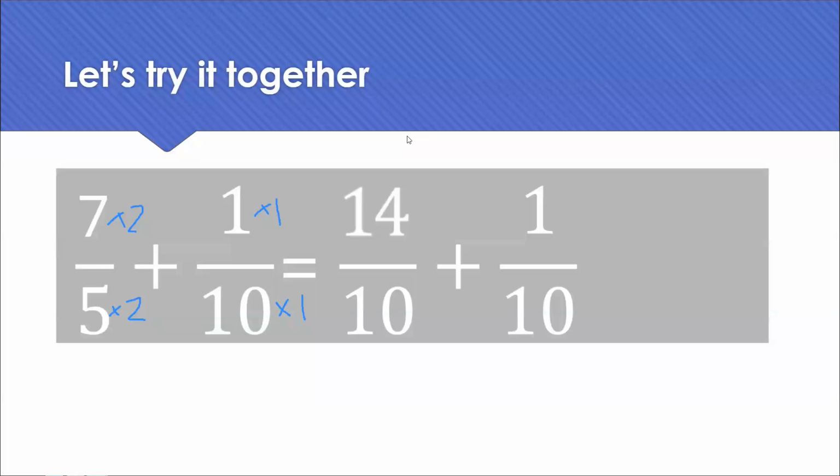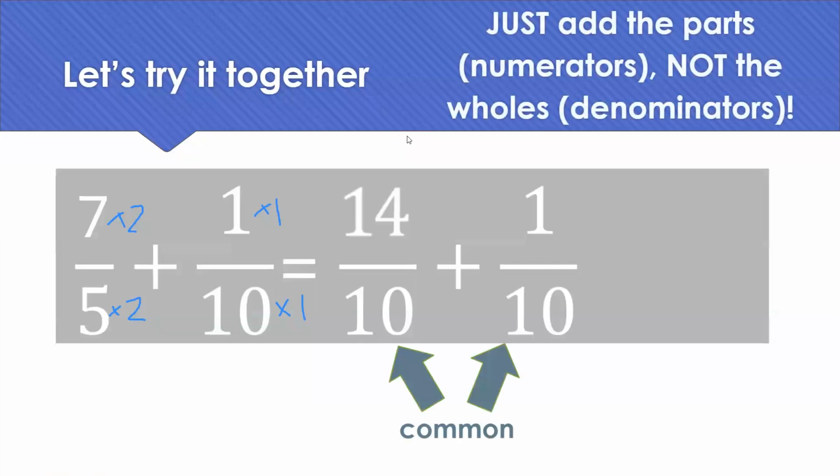When you are adding or subtracting fractions, you're just going to add or subtract the parts, or the numerators, not the wholes, which are the denominators. This is an addition problem, so I'm taking 14 plus 1, and that's going to give me 15. And then we keep our denominator. So my final answer to this problem here is 15 over 10.